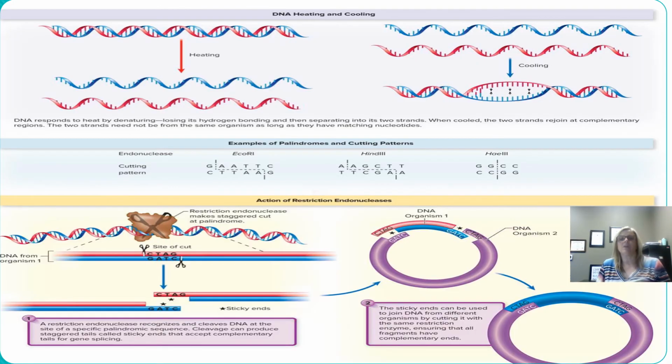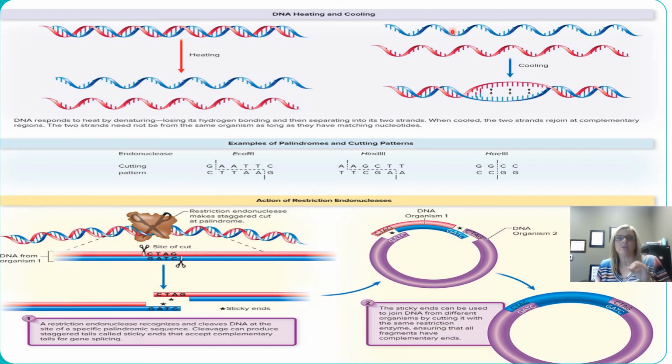So here at the top, we can see what happens when DNA is denatured. We break those bonds. It's denatured. The hydrogen bonds are broken and separated into 2 strands. 2 regions can then be artificially rejoined. Okay, you can call it artificially rejoin them. This doesn't need to be necessarily from the same organism as long as the nucleotide base pairs match. All right, so we're able to utilize this.